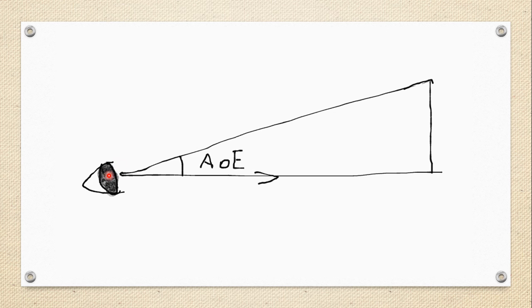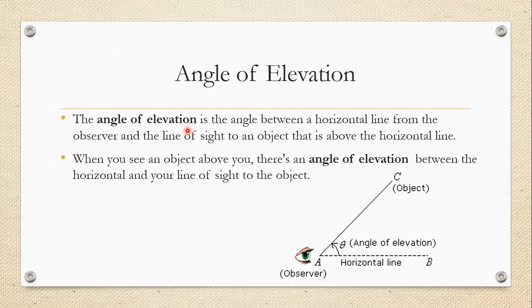So for angle of elevation to exist, the object that one is watching or looking at must be above his or her eye level. So angle of elevation is the angle between a horizontal line from the observer and the line of sight to an object that is above the horizontal line. So when you see an object above you, there is an angle of elevation between the horizontal and your line of sight to the object.